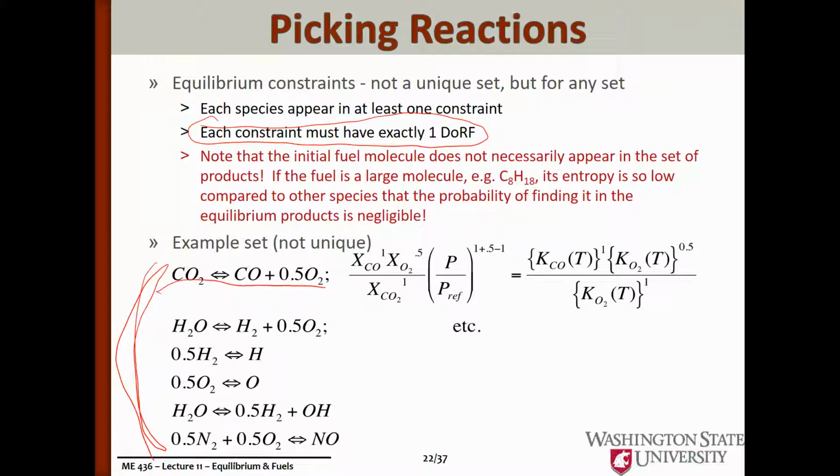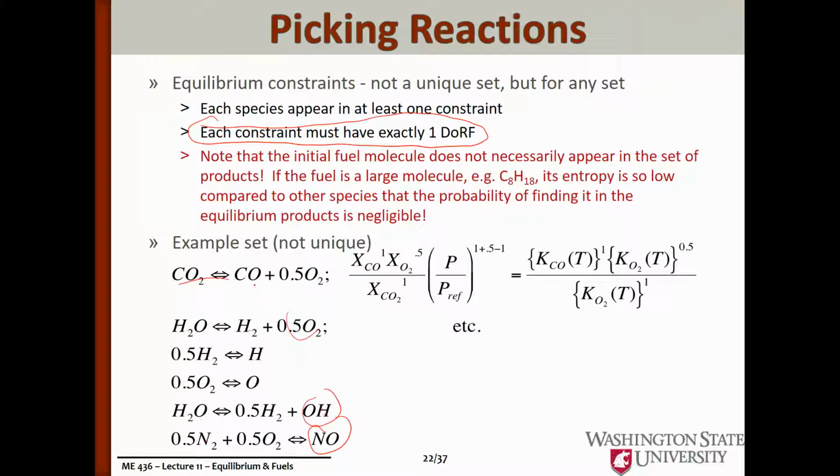So I'm going to look at dissociation of carbon dioxide, dissociation of water, dissociation of hydrogen, dissociation of oxygen, another balanced reaction with water, but this time pulling in hydroxyl instead of oxygen, and then finally nitrogen and oxygen going to NO. So there are other ways to get this hydroxyl. You could do an equilibrium reaction between OH, oxygen, and hydrogen, and that might substitute in here and change this set. But this is a functional set that works fairly well.